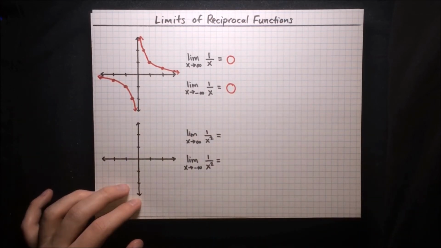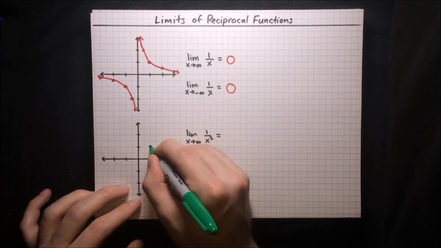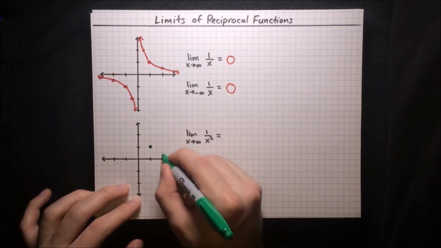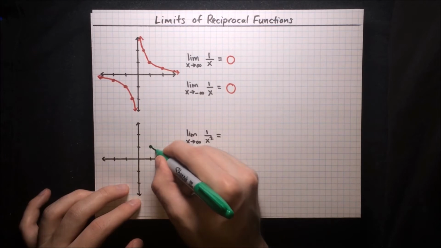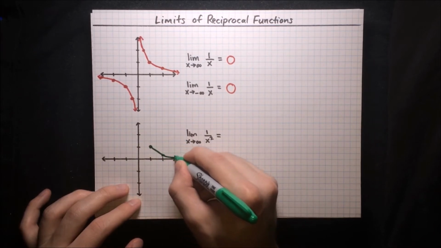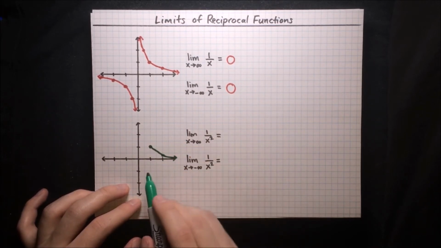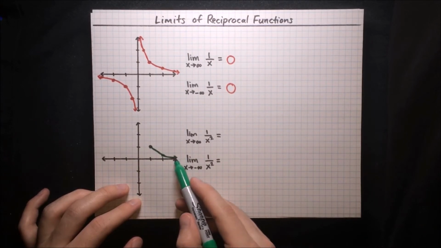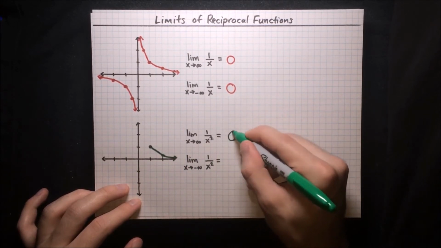Okay, so how about the limit as x approaches positive infinity of 1 over x squared? Well, what does the graph of 1 over x squared look like? When x is 1, the output is still 1 over 1 squared, which is 1, so we still have this point here. When x is 2, the output is 1 over 2 squared, which is 1 over 4, so it's dropping down a lot quicker to approach the x-axis. And that means still, as x approaches infinity, the function value is getting closer and closer to 0. So that's the limit. Limit is 0.